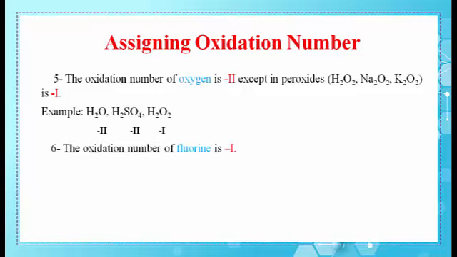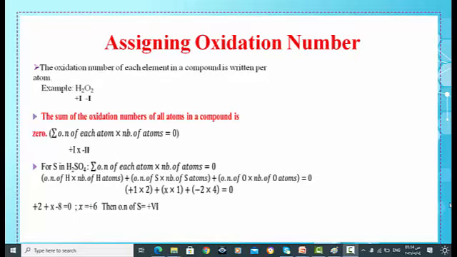The oxidation number of fluorine is always -1 in a compound. Example, KF and MgF2. F in a compound has an oxidation number of -1 always. The oxidation number of each element in a compound is written per atom. For example, in hydrogen peroxide, the oxidation number of hydrogen is +1, whatever the subscript is. Also, the oxidation number of O is -1 since it is a peroxide, and whatever the subscript is, the oxidation number is not affected. The sum of oxidation numbers of all atoms in a compound is 0.